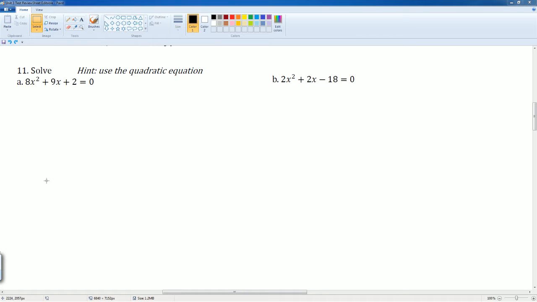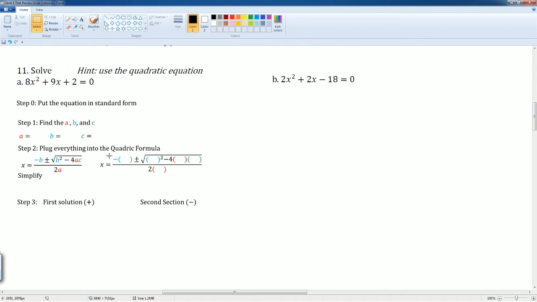Welcome, this is the term 4 final test review sheet solution tutorial. Here I will be covering number 11, which just asks us to solve this. It looks like a polynomial equaling 0, and it looks like a quadratic because there are three terms. The highest exponent is an exponent of 2. The hint here does tell us to use the quadratic equation.